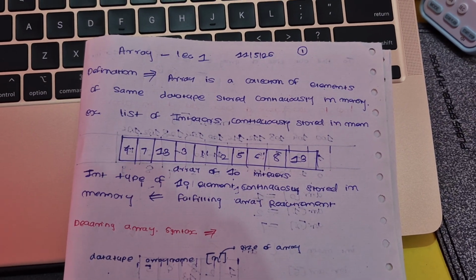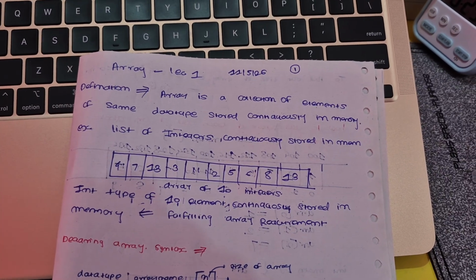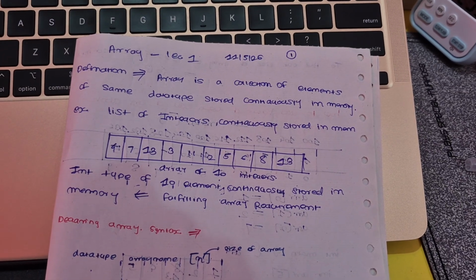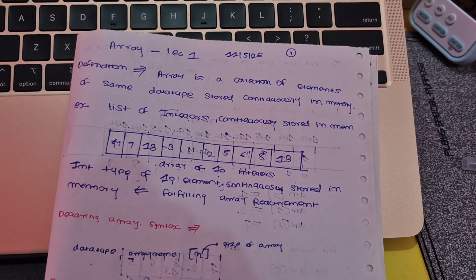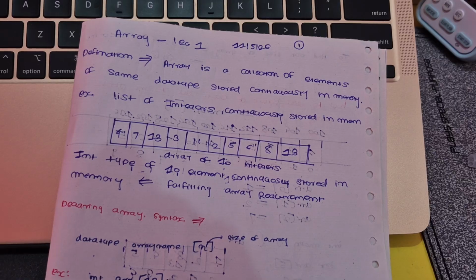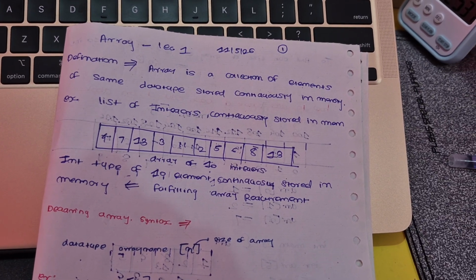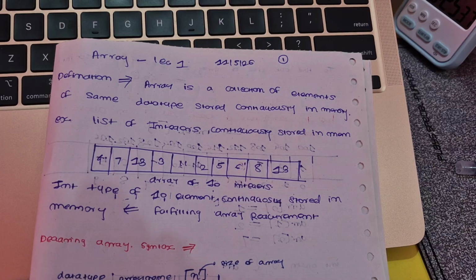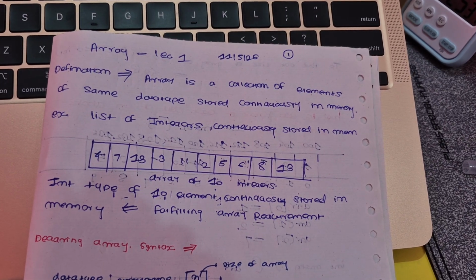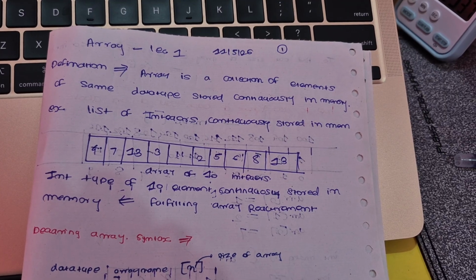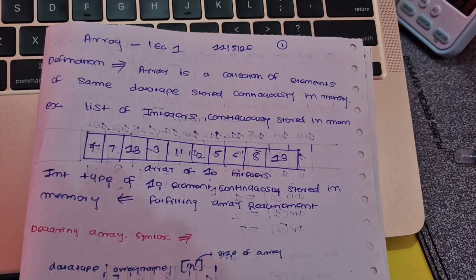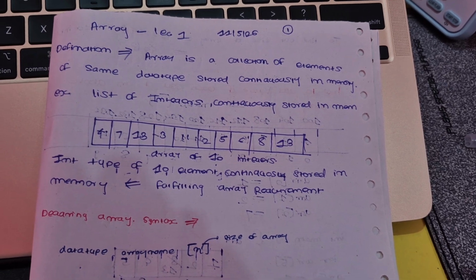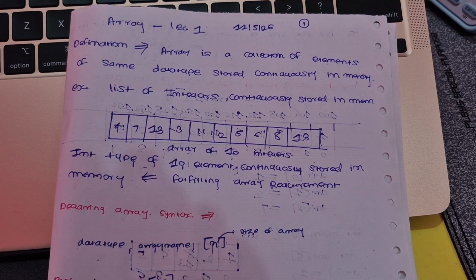So if you see the definition, an array is a collection of elements of the same data type stored contiguously, that is continuously, in memory. We have taken a list of integers of 10 elements, which are the same data type, integer, and they are contiguously stored in memory. If you see 4, 7, 13, 3, all are 10 elements of the same data type, and they're continuously stored, not any gap between those. One after another they are stored, and that is the requirement of an array: it should be of the same data type and stored contiguously in memory. That's the basic criteria of an array.